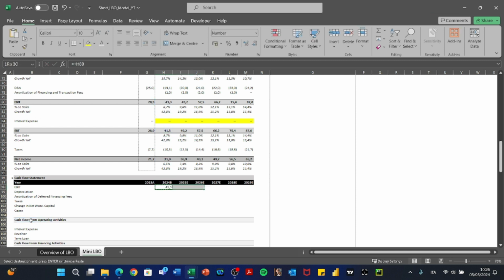And okay, then we add back the depreciation because it is a non-cash item, and we do the same for the amortization of financing fees. Then obviously we subtract our taxes because it is a cash outflow.